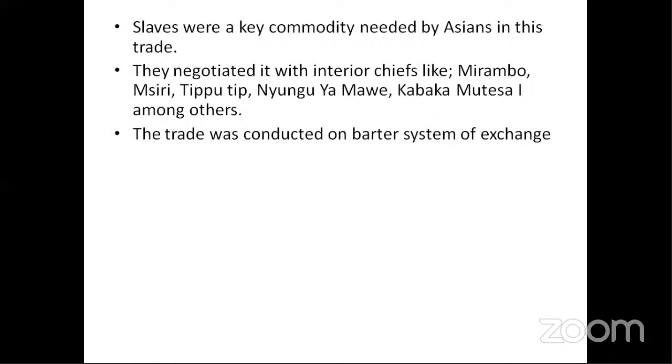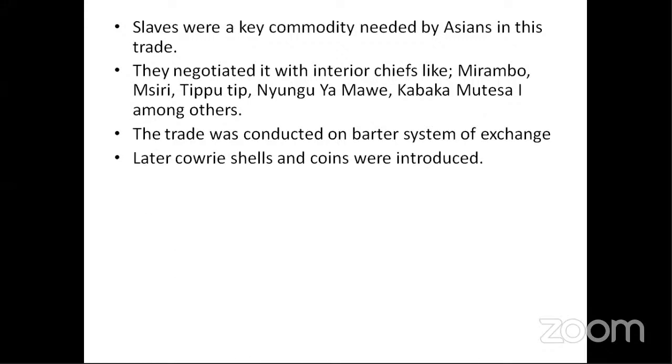Then the trade was conducted on barter system. Yes, I remember someone talking about it, and it is very true. The trade was conducted on barter system of exchange. Why? They didn't have money. That is why they were exchanging goods for goods.